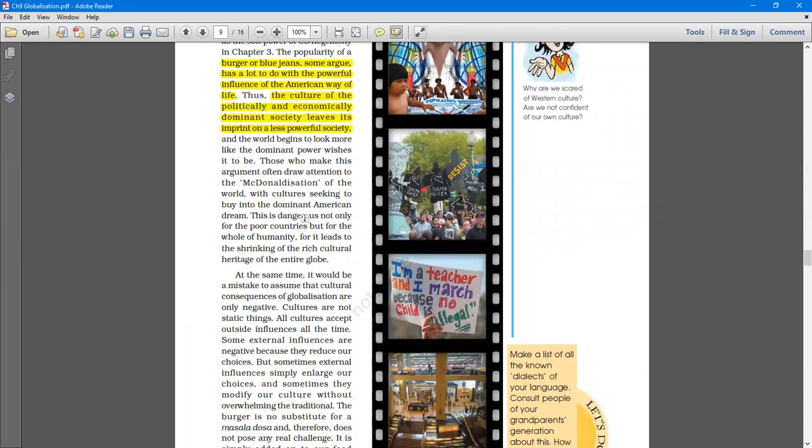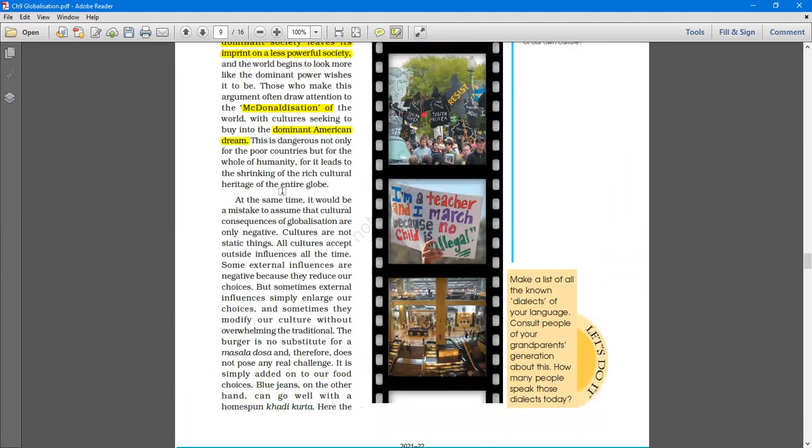And those who make this argument often draw on the McDonaldization of the world, with cultures seeking to buy into the dominant American dream. This is dangerous not only for the poor countries, but for the whole of humanity, for it leads to the shrinking of the rich cultural heritage of the entire globe. So therefore, it is a need of concern.